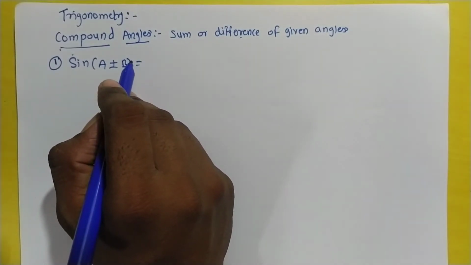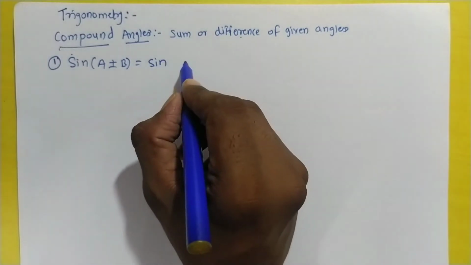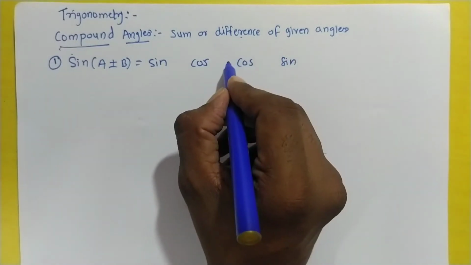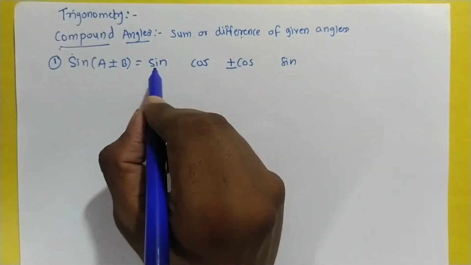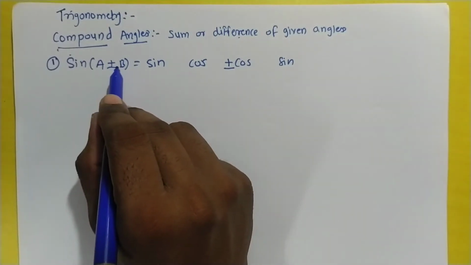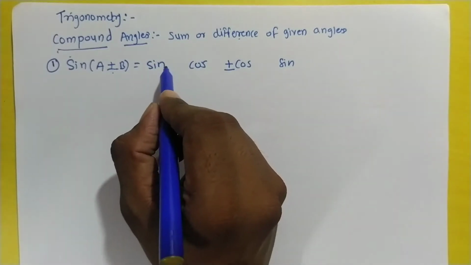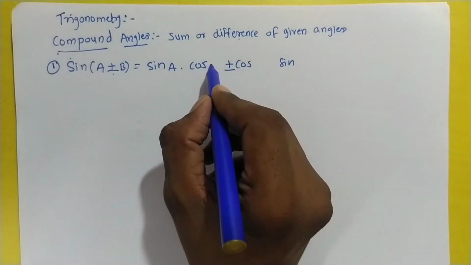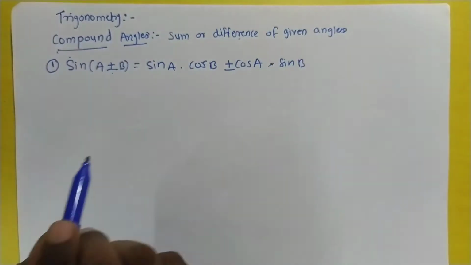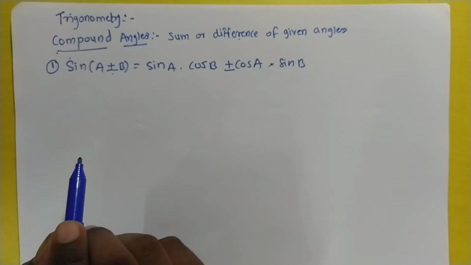How to remember this formula? Very simple strategy. Just remember: sine, cos, cos, sine, same sign. If the plus sign is present, then take plus sign. If the minus sign is present, then take minus sign. So sine A cos B, cos A sine B. In such a way you can remember sine of A plus or minus B.